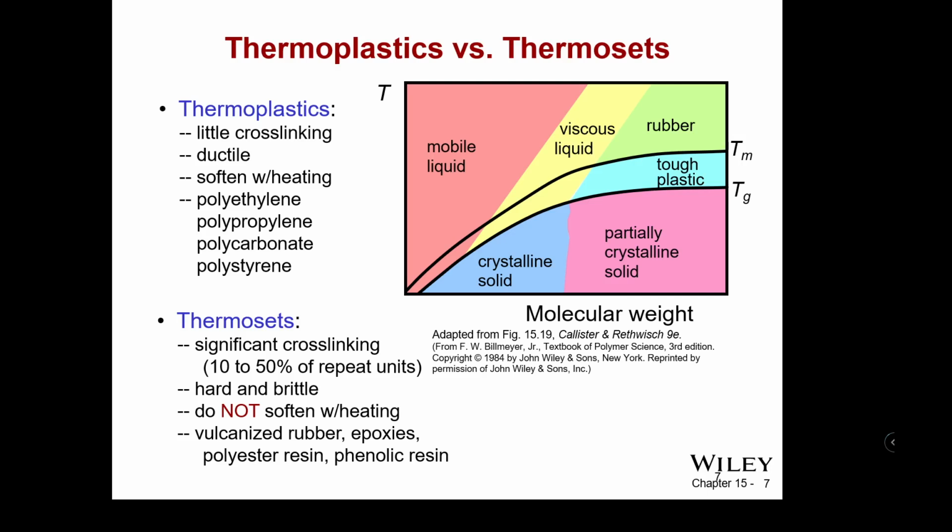Can't remember exactly offhand, but anyway, molecular weight goes up, temperature goes up this way. There's a crystalline solid region at low temp, low molecular weight; high molecular weight, low temp, partially crystalline solid; high temperature, low molecular weight, viscous liquid; and the intermediate molecular weight, high temperature range.